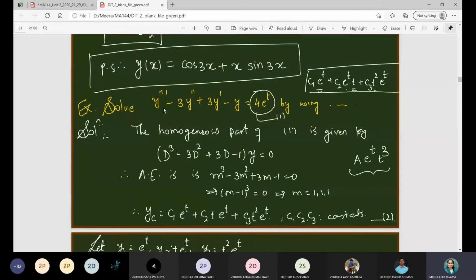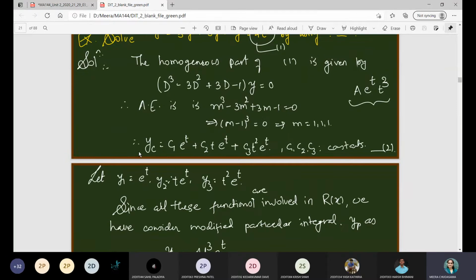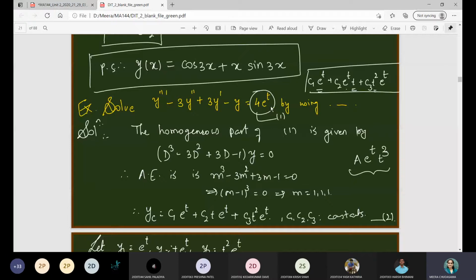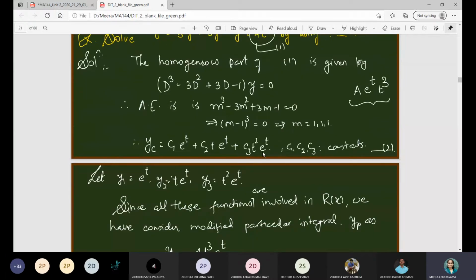तो पहले अगर कोई भी डिफरेंशियल इक्वेशन दिया हुआ होता है तो हम उसका ऑक्सिलरी इक्वेशन कंसीडर करते हैं. उसके बाद from the nature of the roots we will write the complementary function. Then we will see whether those complementary functions are involved in the right hand side function or not. If not, then directly you can choose the particular integral from the table. If it is involving, then you have to modify it.